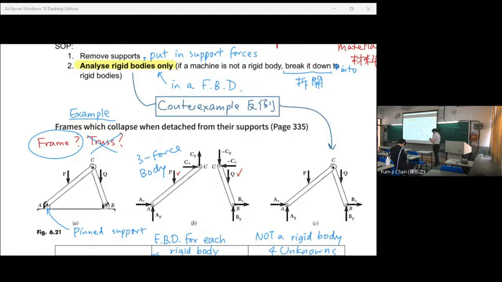So remember that this is not a rigid body, right? So this is the pin joint and we can rotate. So this is not a rigid body. And these are rigid bodies. So we have one free body diagram and 2 free body diagrams. So if a machine is not a rigid body, break it down into rigid bodies. So we have only rigid bodies here.